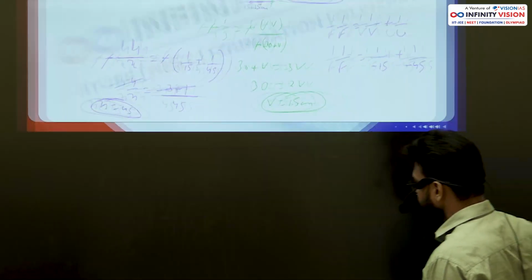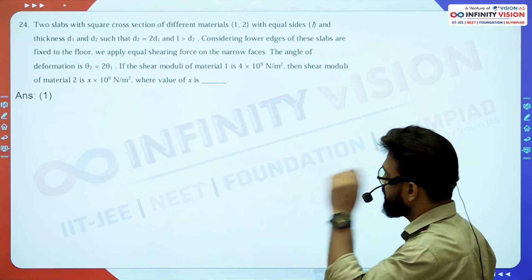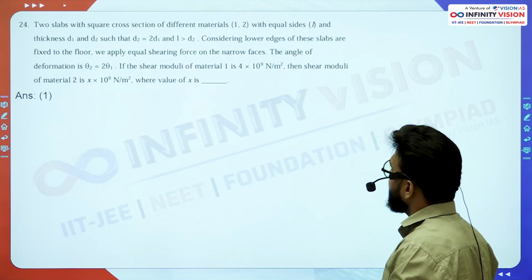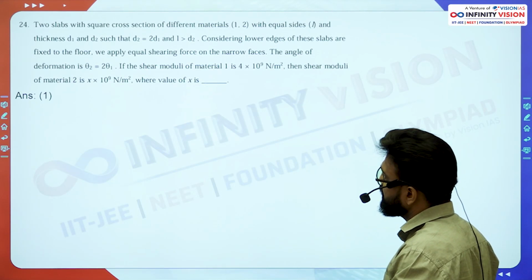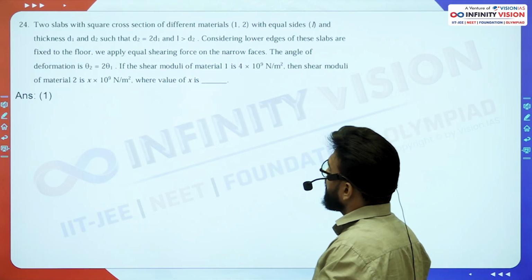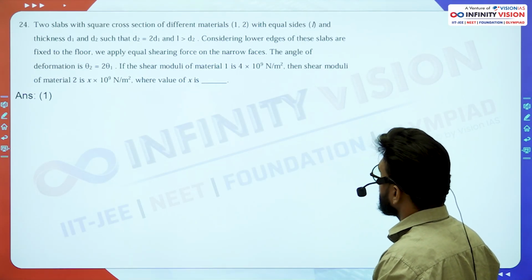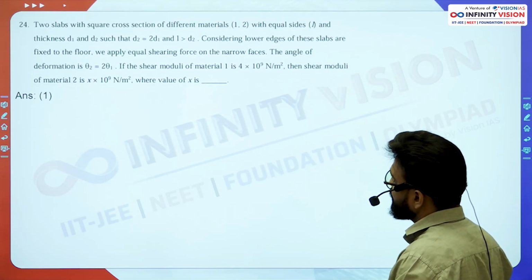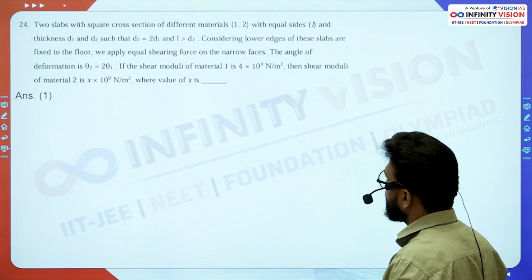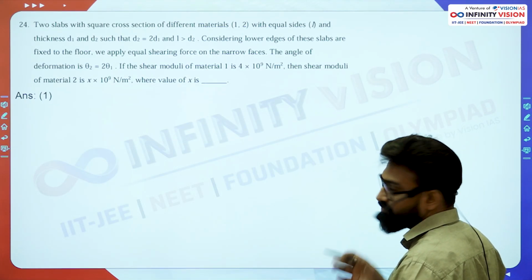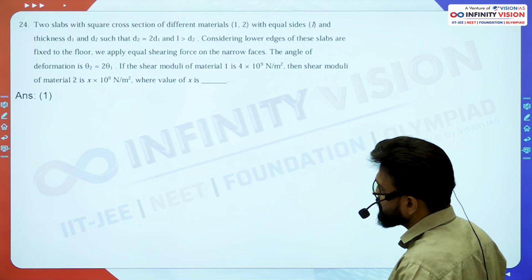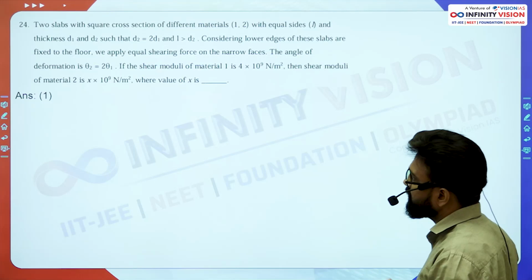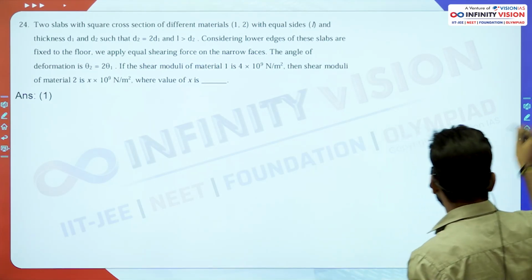Next, 2 slabs with cross section of different material 1 and 2, with each side L and thickness d1 and d2 such that d2 is twice of d1. Considering the lower edge of these slabs are fixed to the floor, we apply equal shearing force on the narrow face. The angle of deformation theta 2 is twice of theta 1. So if the shear modulus of first is this, the shear modulus of second material is this, what is the value of x?